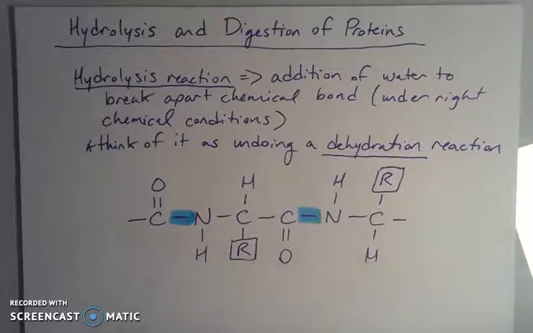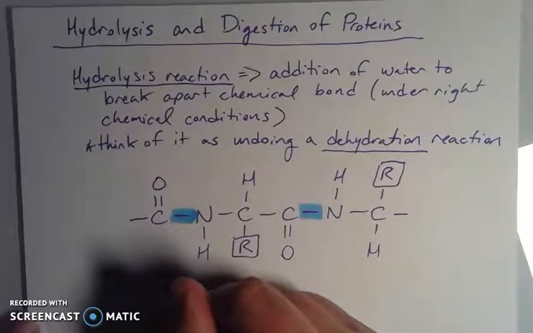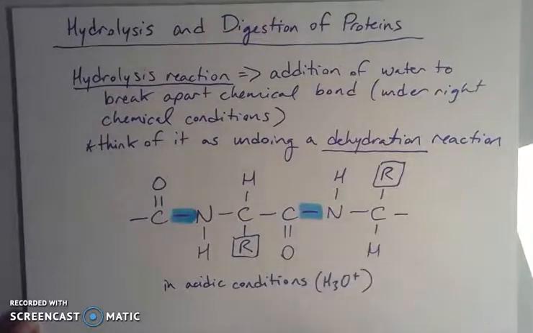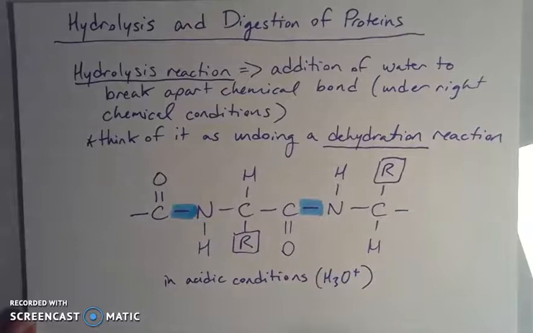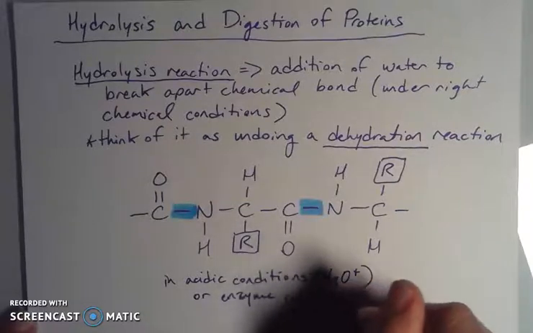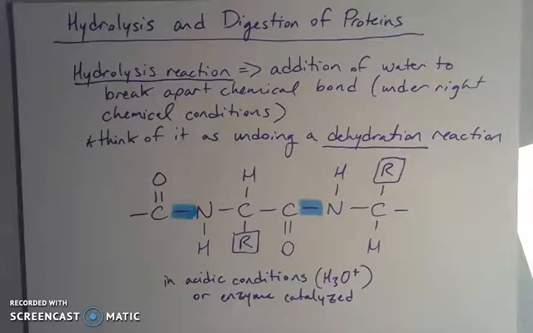This can happen under acidic conditions if we're talking about this particular reaction. So it has to be in acidic conditions, in the presence of hydronium ions or hydrogen ions. Or we could have it be enzyme catalyzed. There's a number of different digestive enzymes. You usually hear about things like trypsin or chymotrypsin. These are enzymes that help to digest proteins. They facilitate the hydrolysis reaction. We'll get into enzymes and how they work in future videos. But we know that enzymes are biological catalysts, so they speed up a chemical process. In this case, they allow water to break apart these peptide bonds.